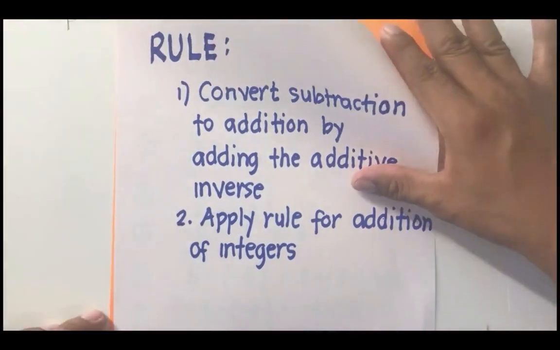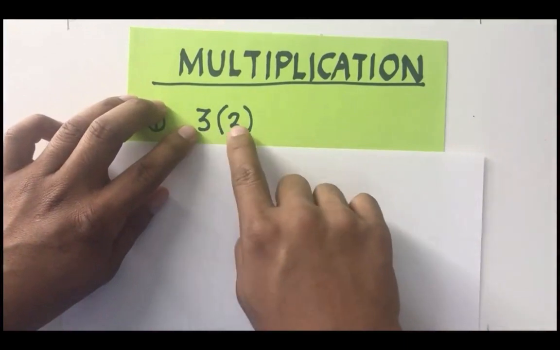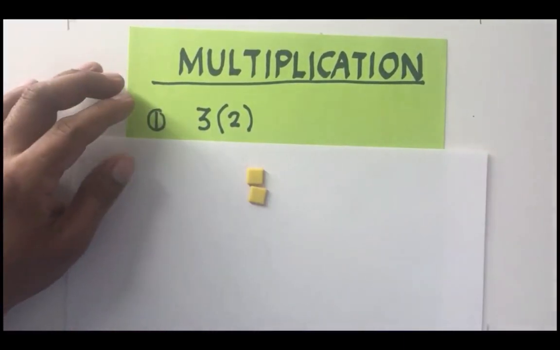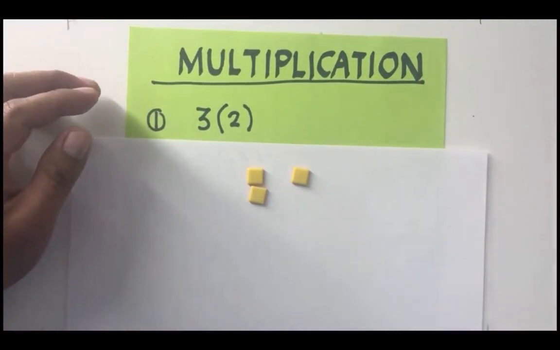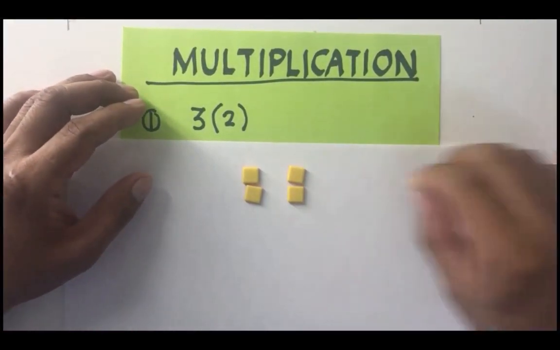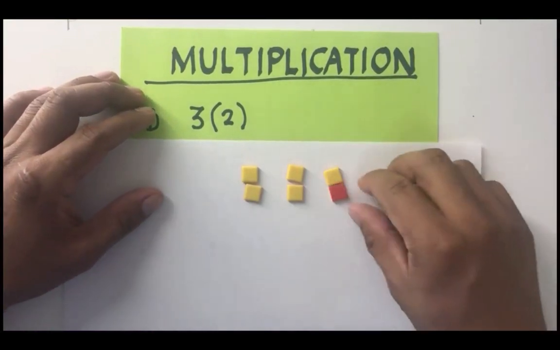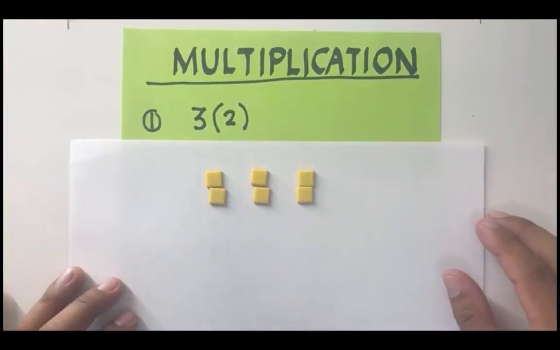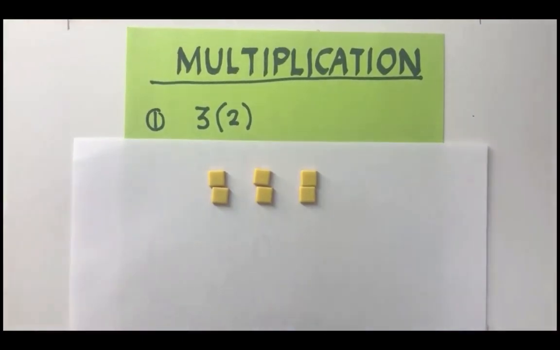Let's move to multiplication. It says 3 groups of 2. So you have 2, and you have 3 groups of that. One group, the second group, and the third group. So 3 groups of 2. And obviously the answer is 6.